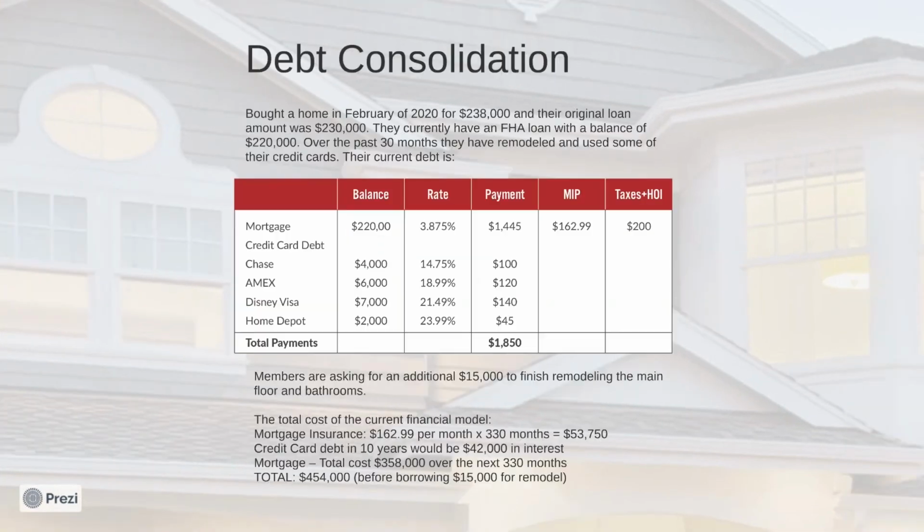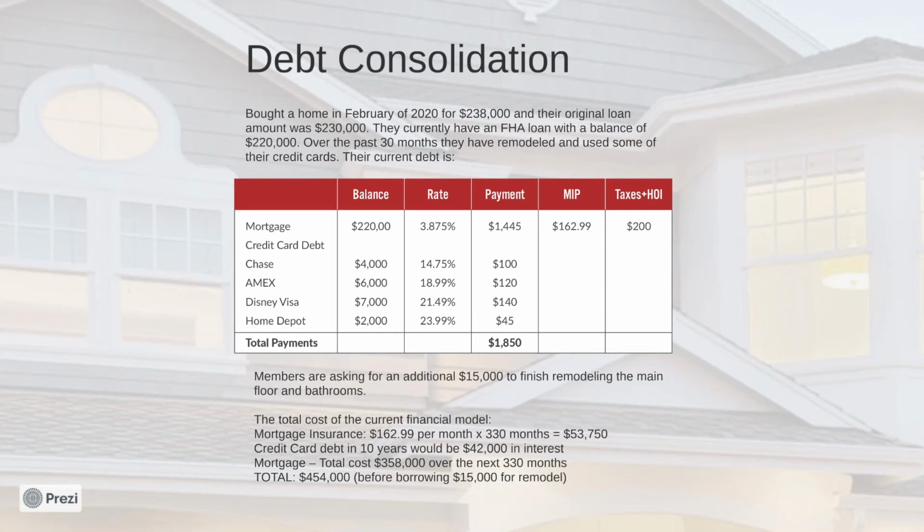A lot of times people will use the equity in their home for debt consolidation. So we're going to go through an example of an individual that we helped recently, what they did, and how we were able to help them. This individual bought a home in February of 2020. They bought it for $238,000, and their original loan was for $230,000. They currently have an FHA loan. An FHA loan is going to have mortgage insurance on it that we know of.